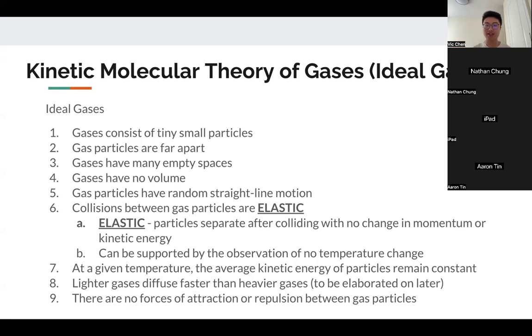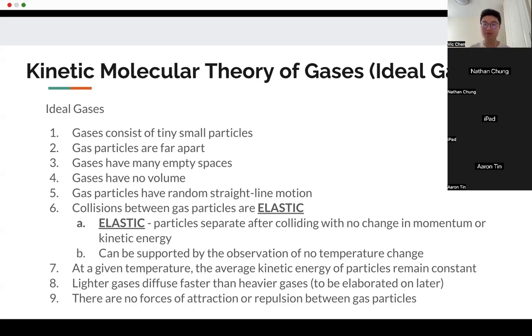And the collisions between these gas particles are elastic. And essentially what elastic means is that these particles separate after they collide and they don't have a change in momentum or kinetic energy. And we can see that these collisions are elastic through any observations that we make because when gases are in a room, there is not a temperature change. The gases don't suddenly change temperature when they're in a room, despite them colliding.